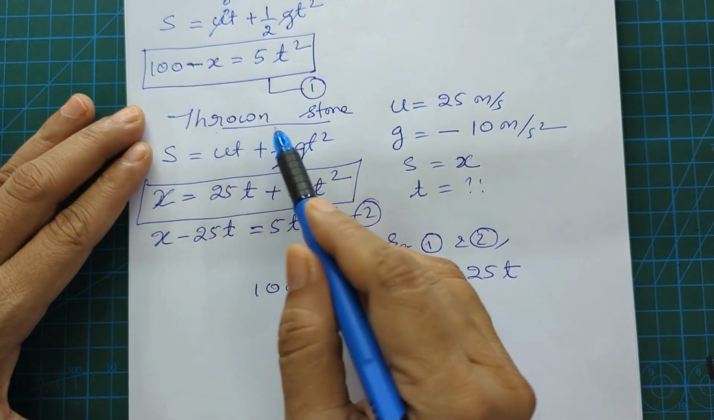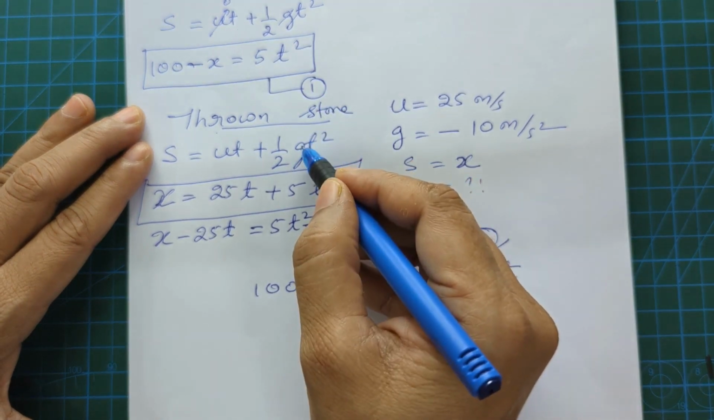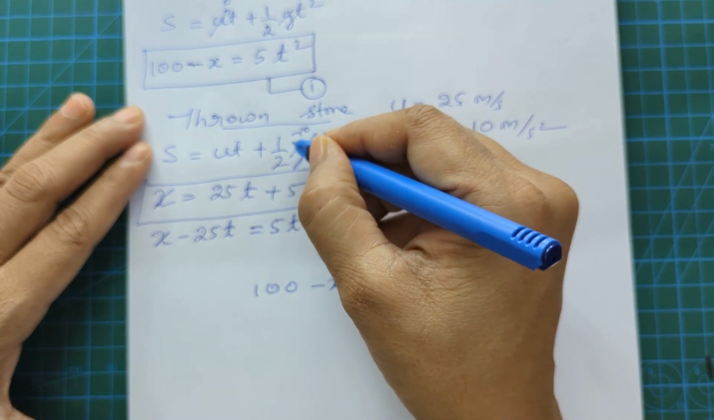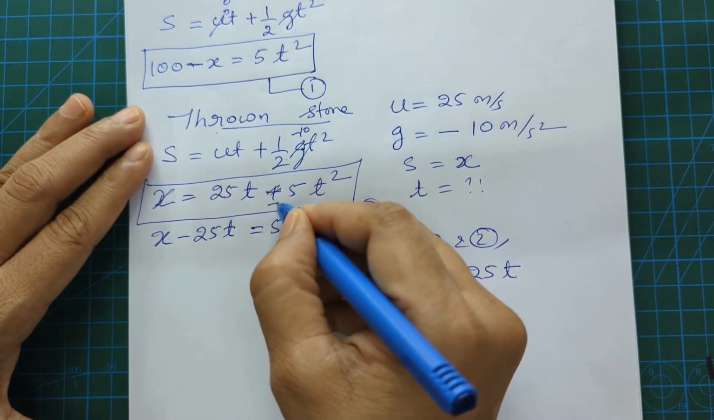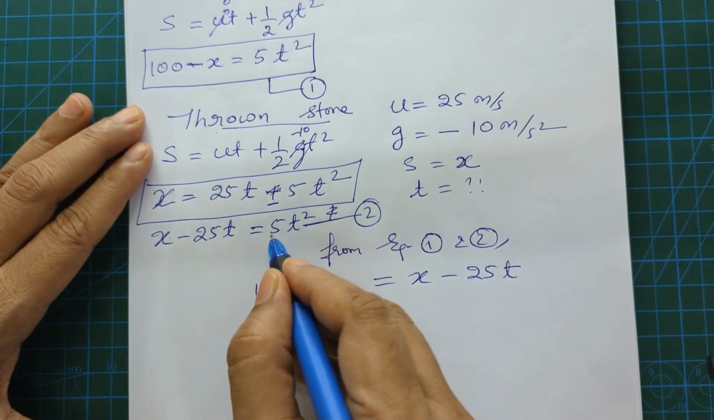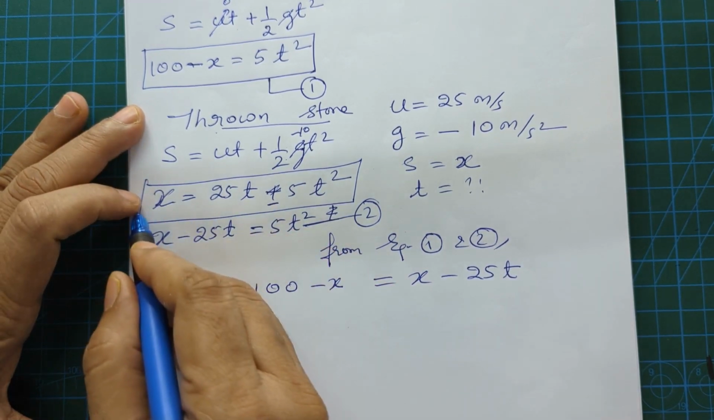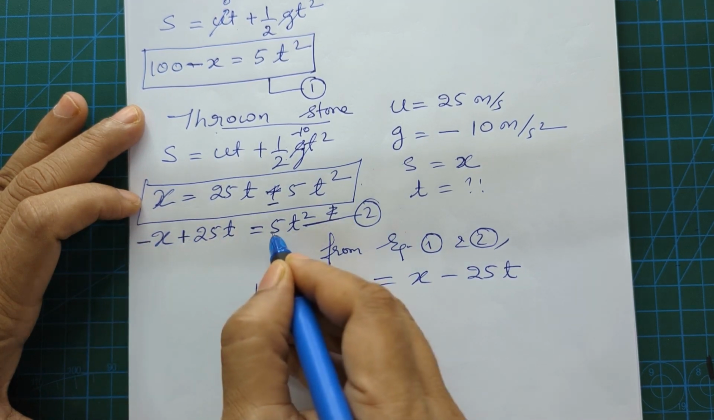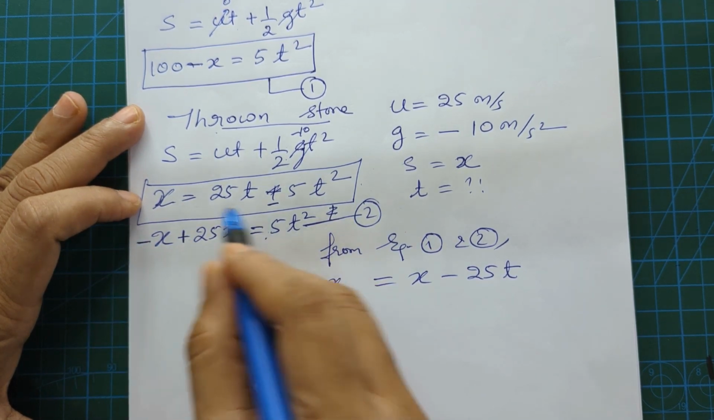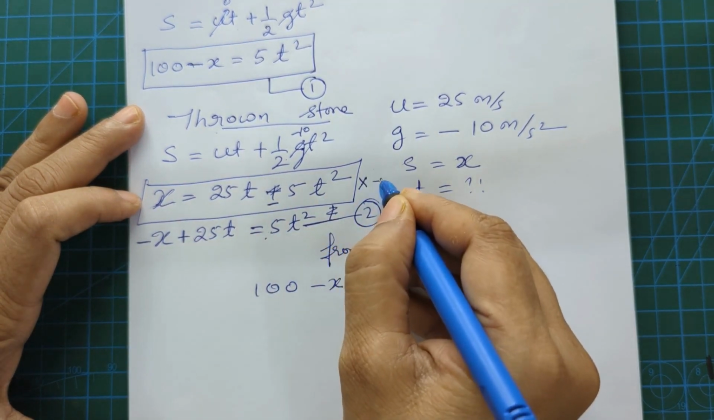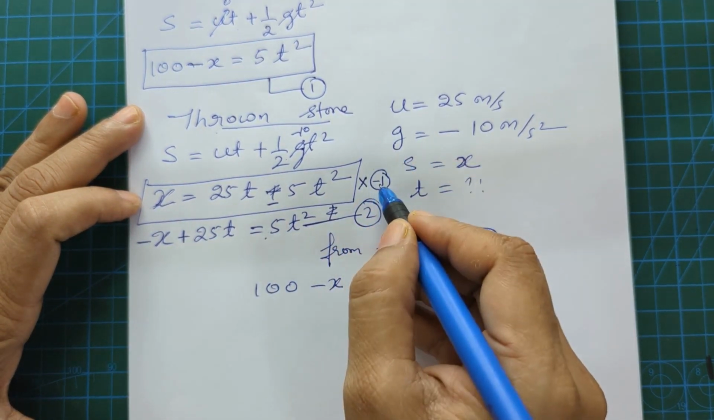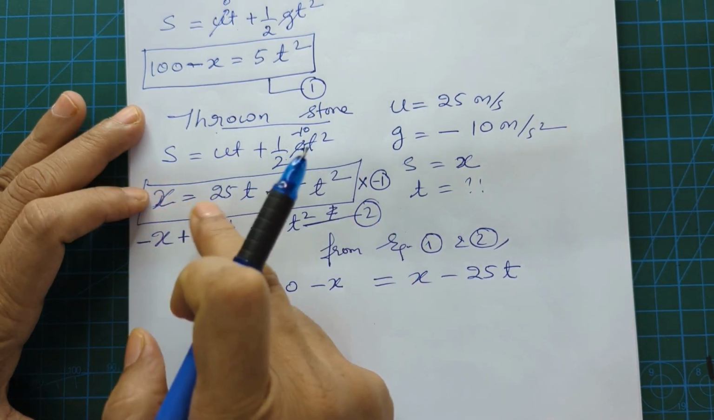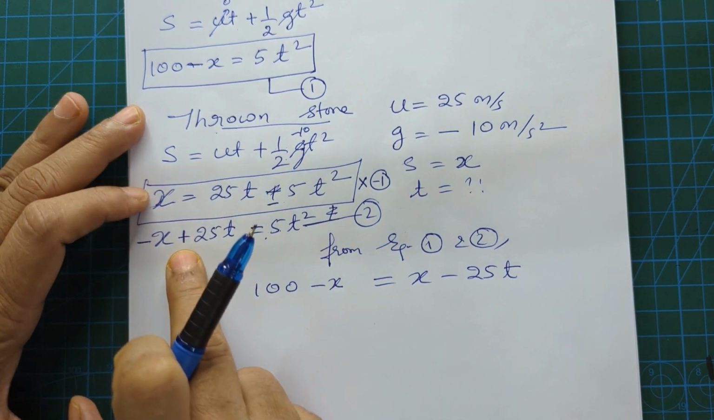In equation 2, the object was thrown upwards. If it is thrown upwards, this is a deceleration, so g here is negative 10. Negative 10 by 2 is negative 5t square. So at this step, we will multiply minus 1 throughout. As a result, this becomes negative and this becomes positive, and the negative 5t square becomes positive.